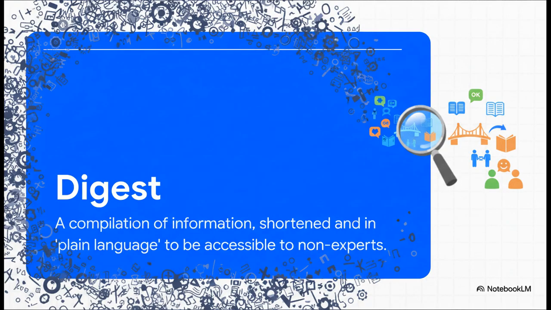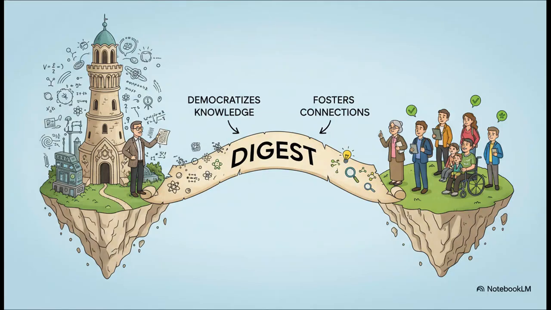And finally, we have the digest. A digest's job is to take complex, specialized information and completely repackage it. Its main goal is to translate all that jargon-filled research into plain language so that a much broader audience can actually understand it. A good digest really acts as a bridge. It connects experts with the public, and it helps build understanding across completely different fields. In a way, it democratizes knowledge, making science and scholarship accessible to absolutely everyone.